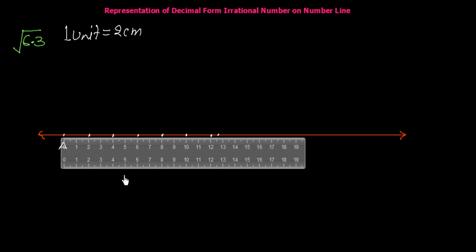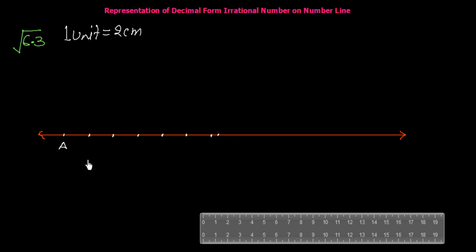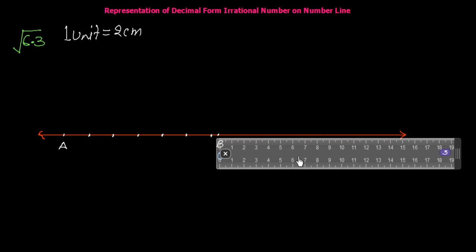Now what we do, we give some names to these points also. Now we see we have plotted this, and this point, where it is 6.3, is our point B. The starting point is also called the origin, so we put 0 here for the origin. Now we will make some equal intervals with integers on the right side of this B with the help of this ruler.